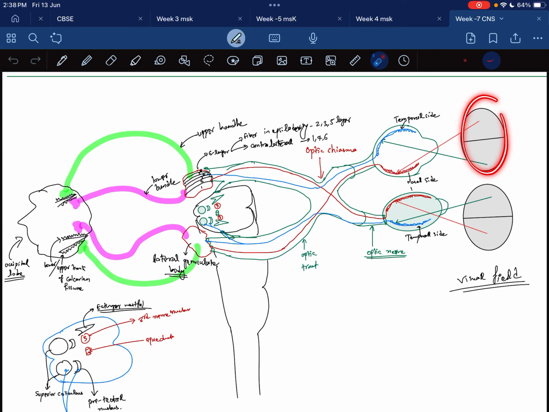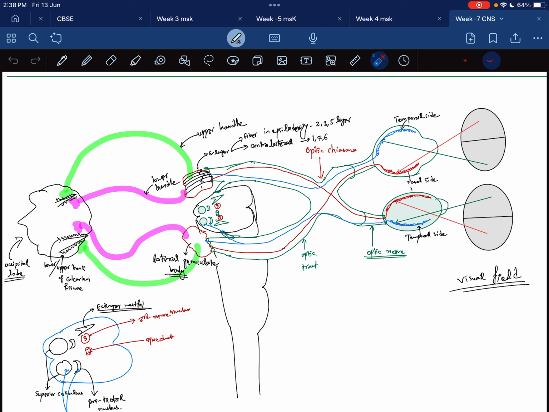This is the visual field. This is the temporal side. This is the nasal side. So the image in the temporal side and the nasal side comes into the eye. There is the temporal side and the nasal side, and there is also the superior and inferior side.